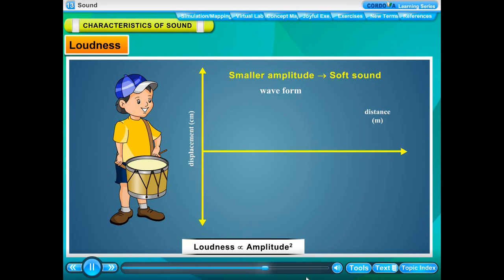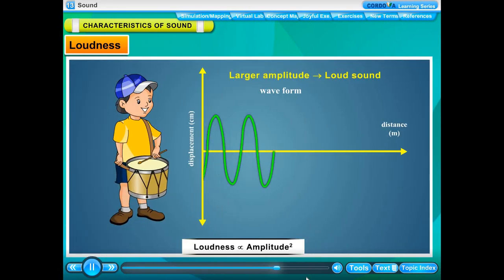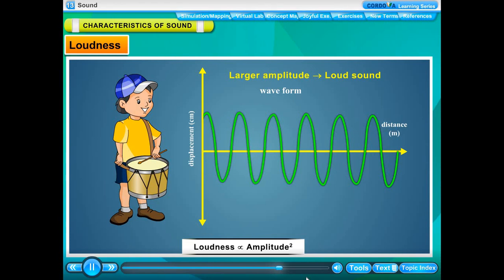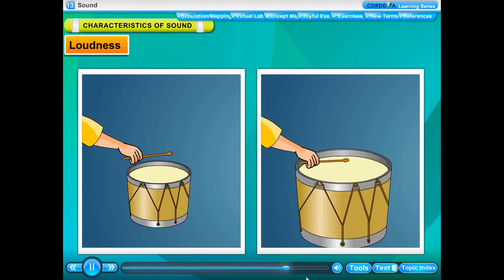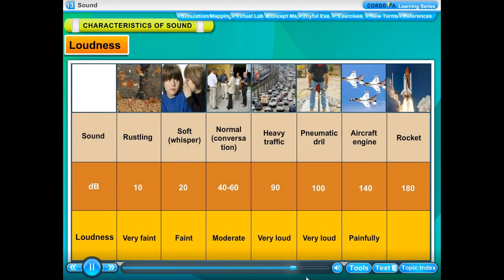If we strike a drum softly, its skin vibrates with a smaller amplitude, and a soft sound is produced. If we strike the same drum harder, its skin vibrates with a greater amplitude, and a louder sound is produced. The loudness of sound is measured in a unit called decibel, dB. The following table gives some idea of the loudness of sound coming from various sources.